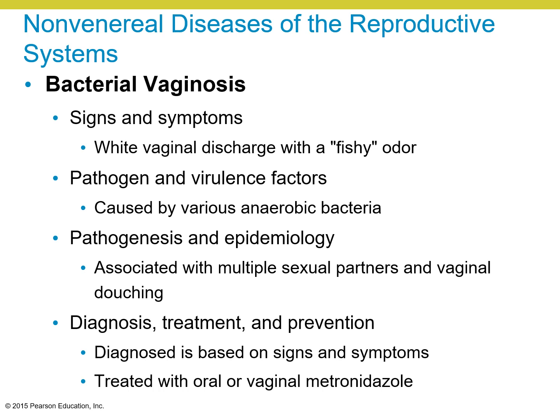When it comes to the pathogenesis and epidemiology, scientists do not know the exact cause or causes of bacterial vaginosis. However, it's associated with multiple sexual partners and vaginal douching. And diagnosis and treatment: diagnosis is based on the signs and symptoms, and it's treated via oral or vaginal routes with metronidazole.